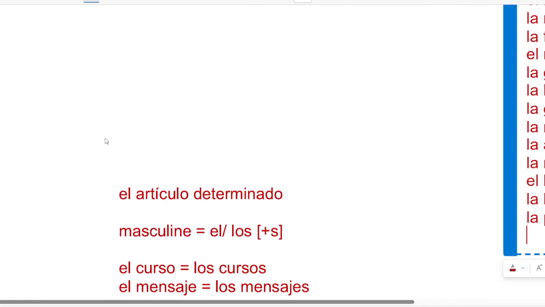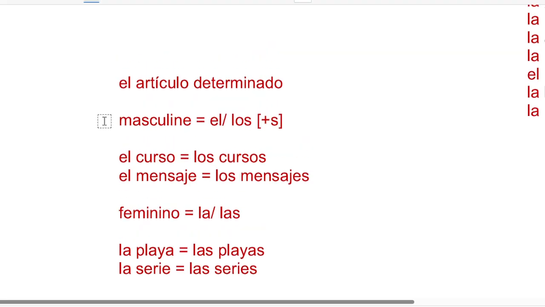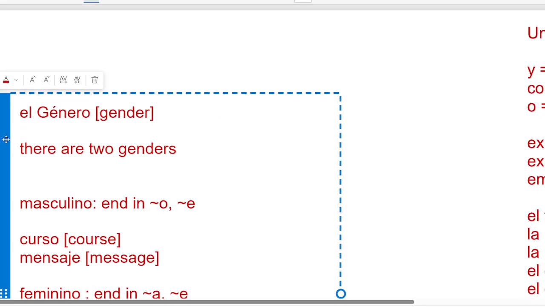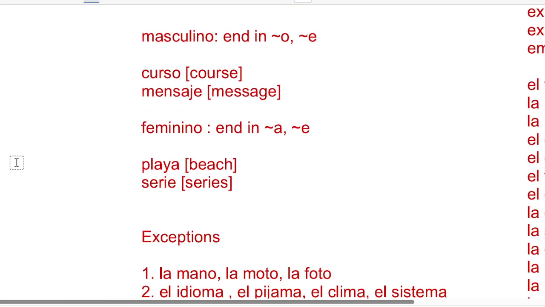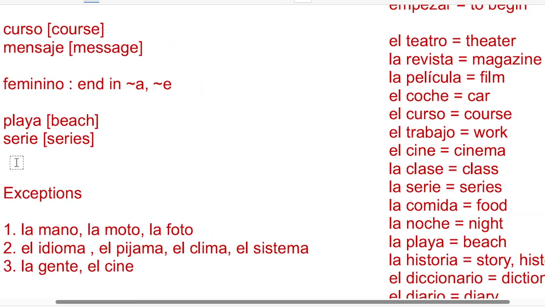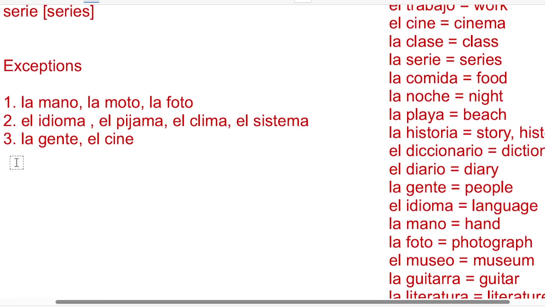Just wait here. We did it. Yeah. All the exceptions are here. Okay, I think there we have mistakenly written it as la idioma. Okay, so please correct it. It is el idioma.